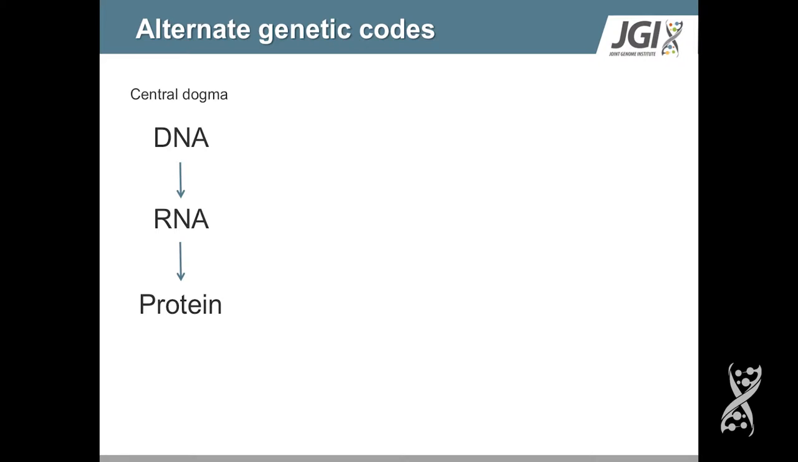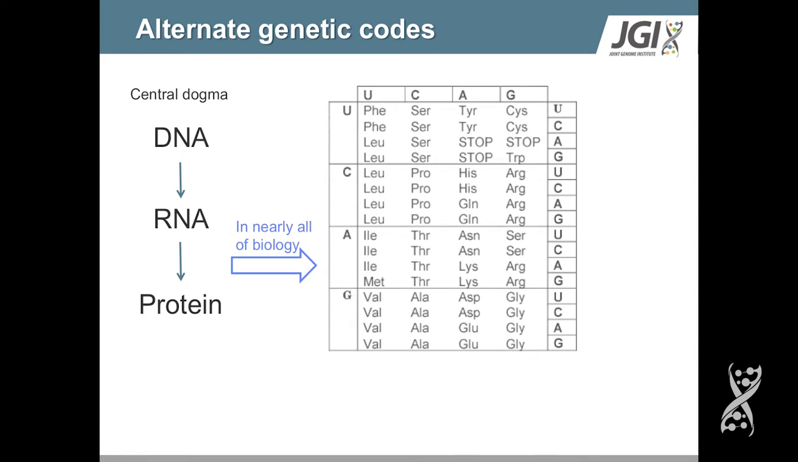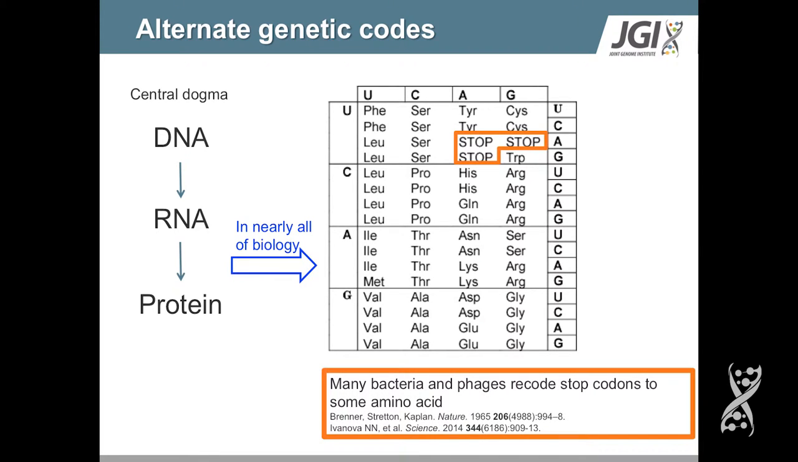So let me just introduce the idea of alternate genetic codes and what's known. So we have the central dogma of molecular biology where DNA is transcribed to RNA, which is then translated to protein according to these rules, which are the same in pretty much all of biology. But there are some exceptions, some which Tanya just mentioned. And many of the exceptions to the canonical genetic code have involved recoding of stop codons to some amino acid. And these were the opal, amber, and ochre mutations described in the 1960s.